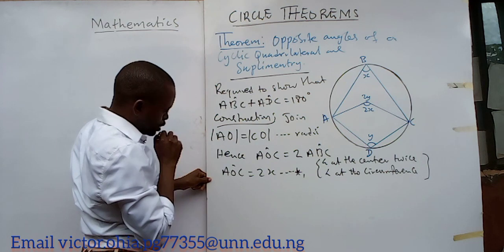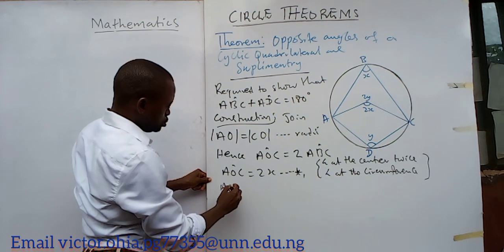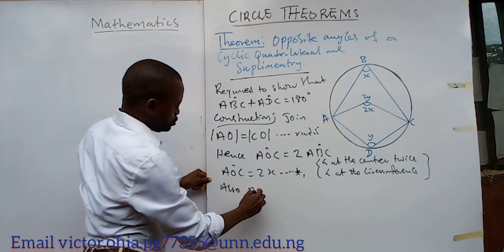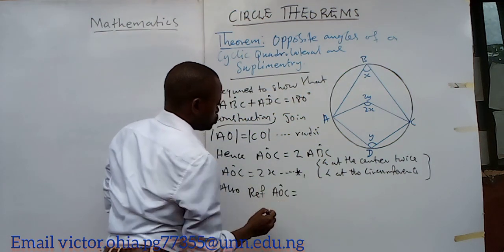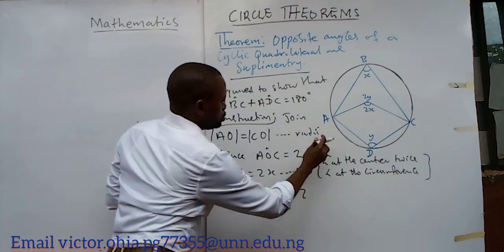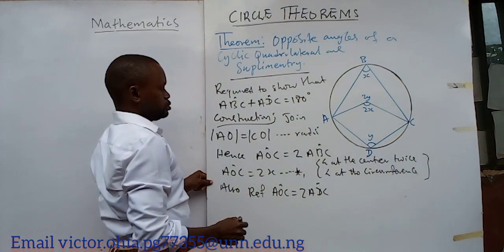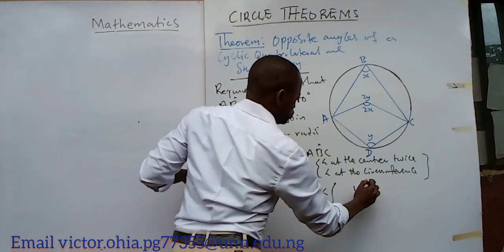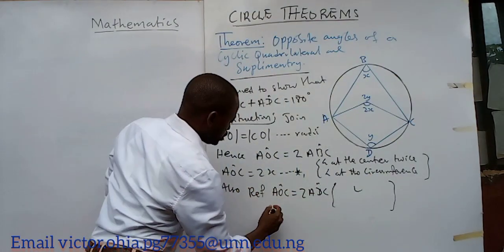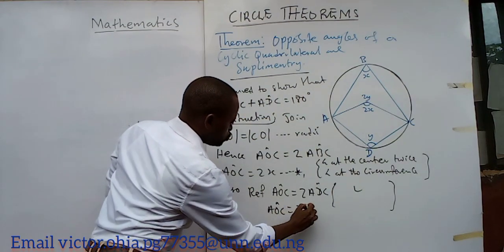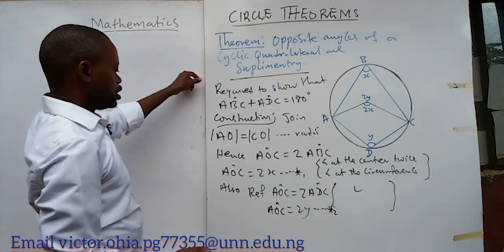Having defined this, I will also say that the reflex angle AOC is equal to 2 times ADC. The same theorem is what you are going to bring down here. It then means that this reflex AOC is equal to 2y. I can call this star 2.